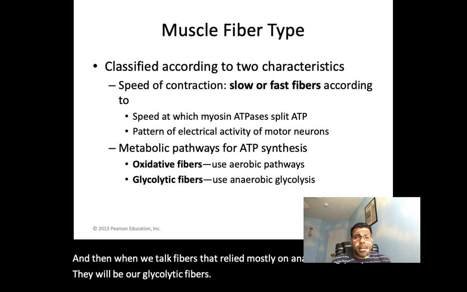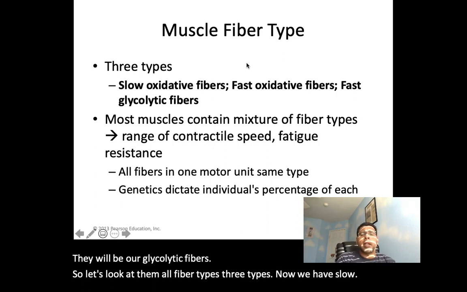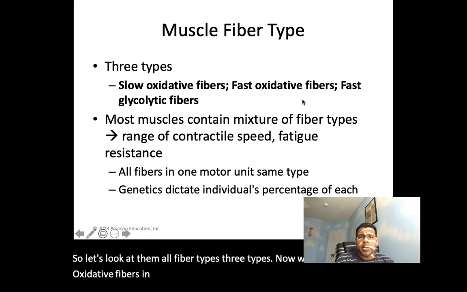So let's look at all the fiber types. There are 3 types now. We have slow oxidative fibers and fast oxidative fibers, and then we have fast glycolytic fibers.